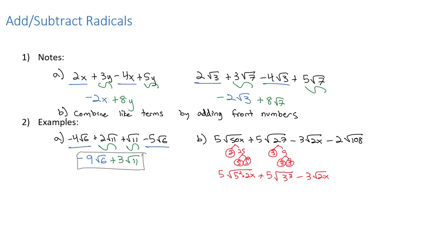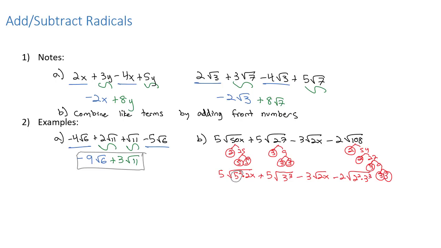But with the 108, 108 is 2 times 54, which is 2 times 27, which is 3 times 9, which is 3 times 3, making sure I circle all those primes. And so we end up with minus 2 times the square root of 2 squared times 3 cubed. All of these squareds we can pull out.